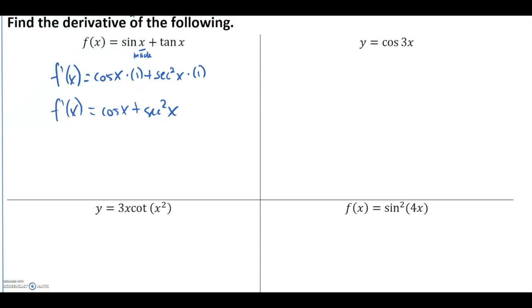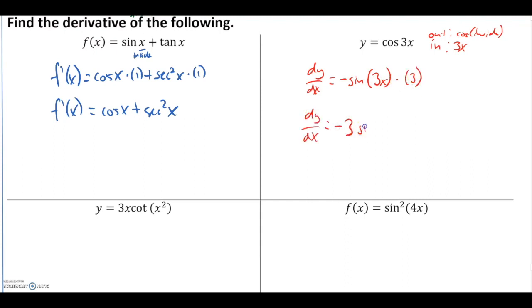y equals cosine of 3x. The first thing we should notice is we have an outside function, cosine of the inside, and we have an inside function, which is 3x. So our derivative, using the notation dy/dx, will be the derivative of the cosine, which will be negative sine of my inside function 3x, times the derivative of the inside function, 3. The negative and the 3 will become a negative 3 out in front, sine of 3x.